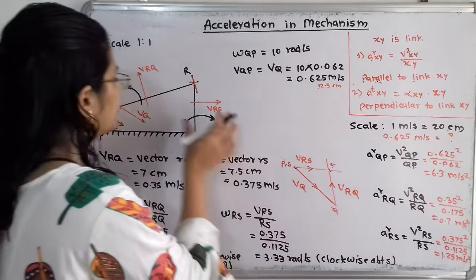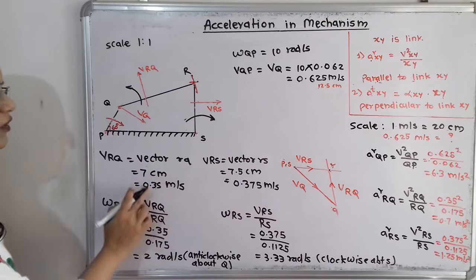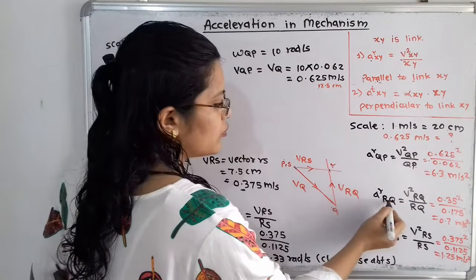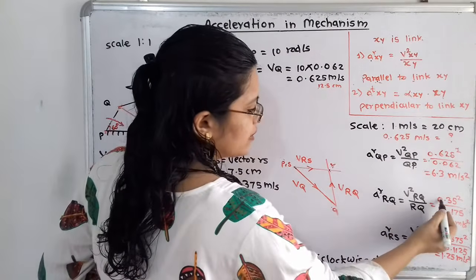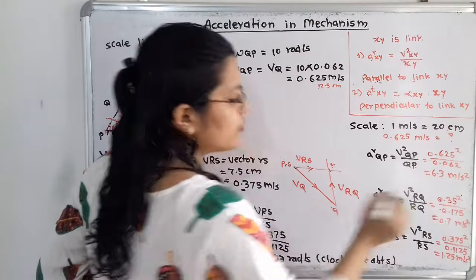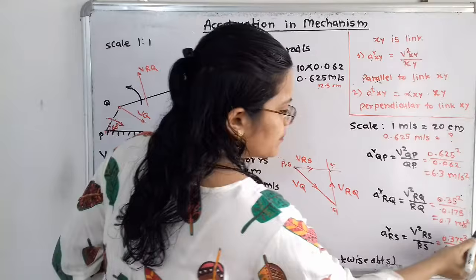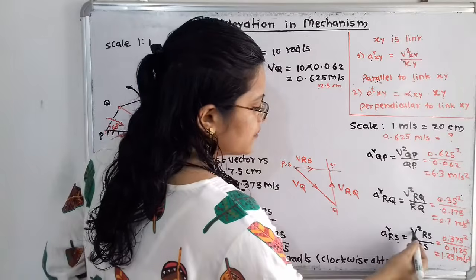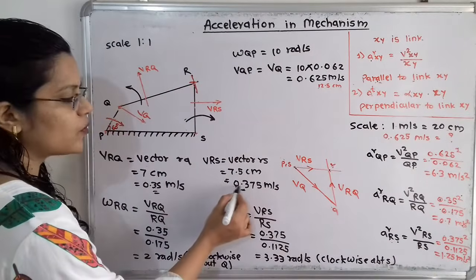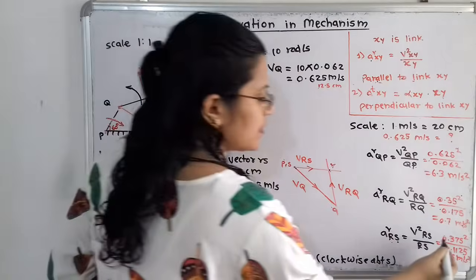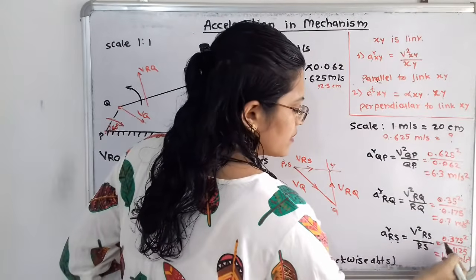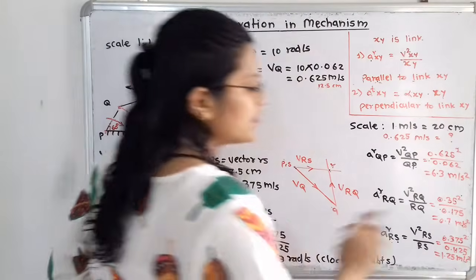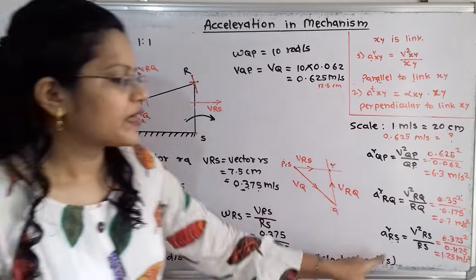Now for the links QR and RS also, we have the linear velocities that we have calculated. From this we can calculate the radial component of RQ, that is v²_RQ divided by RQ, equal to 0.35 squared divided by 0.175, which is equal to 0.7 meter per second square. Then a^r_RS, the radial component of RS, is v²_RS divided by RS. RS has 0.375 meter per second linear velocity, so 0.375 squared divided by 0.1125, which is equal to 1.25 meter per second square. So these are the radial components.